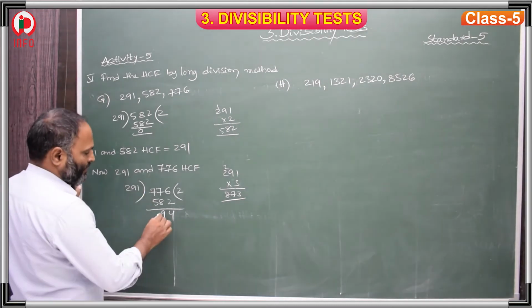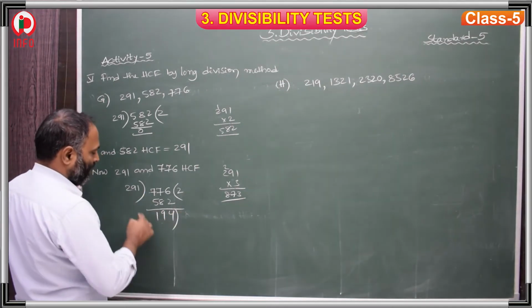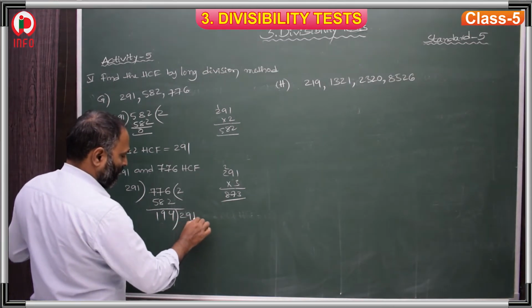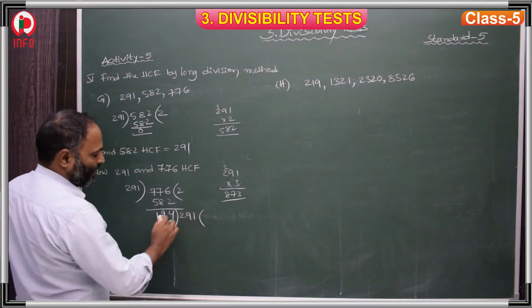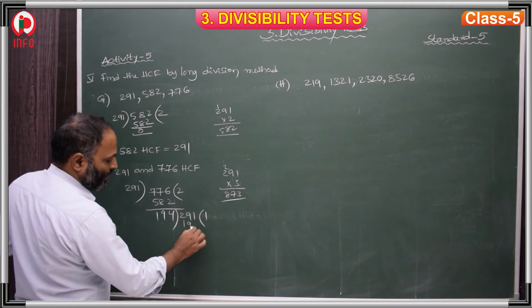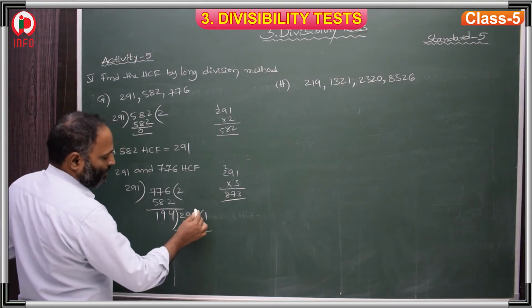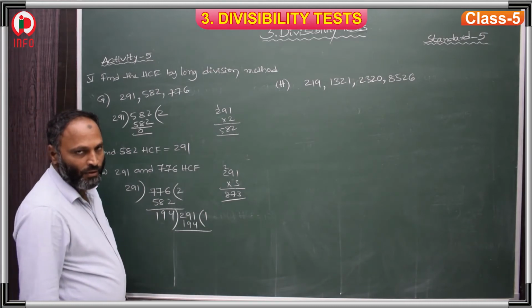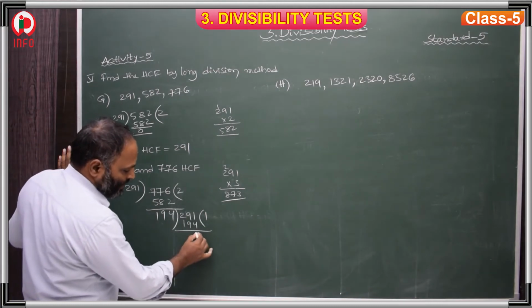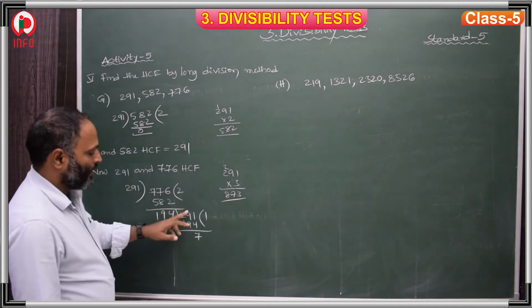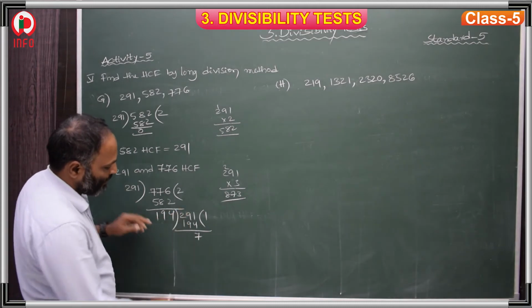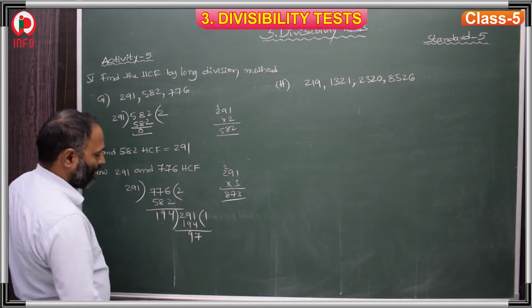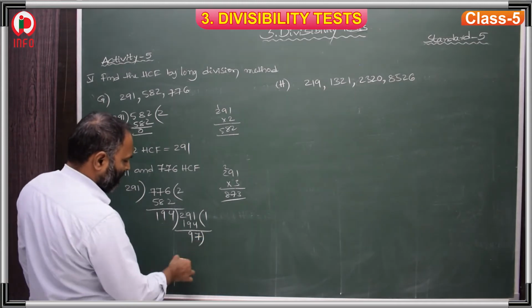6 minus 5, 1. 194 into 291: 194 ones are 194. Then if you take borrow from here, 11. 11 minus 4, 7. Then here 18. 18 minus 9 is 9. 97. 97 with 194.